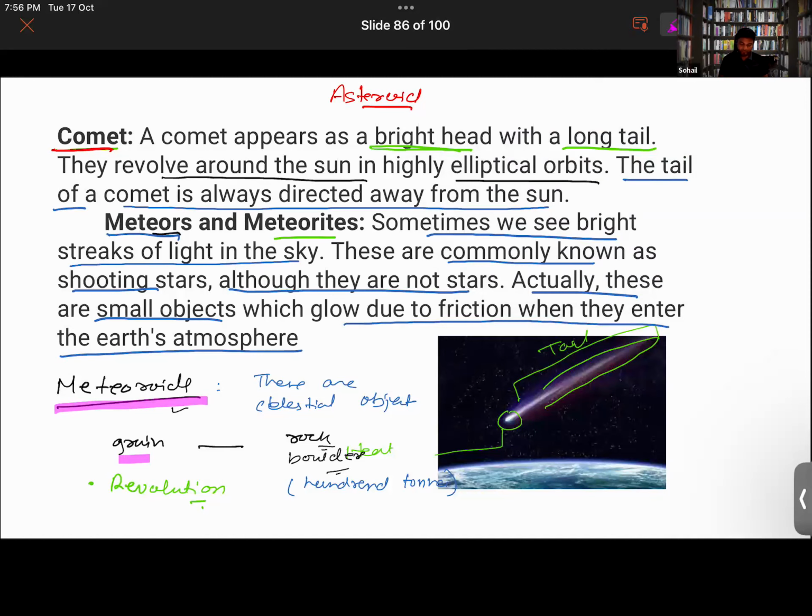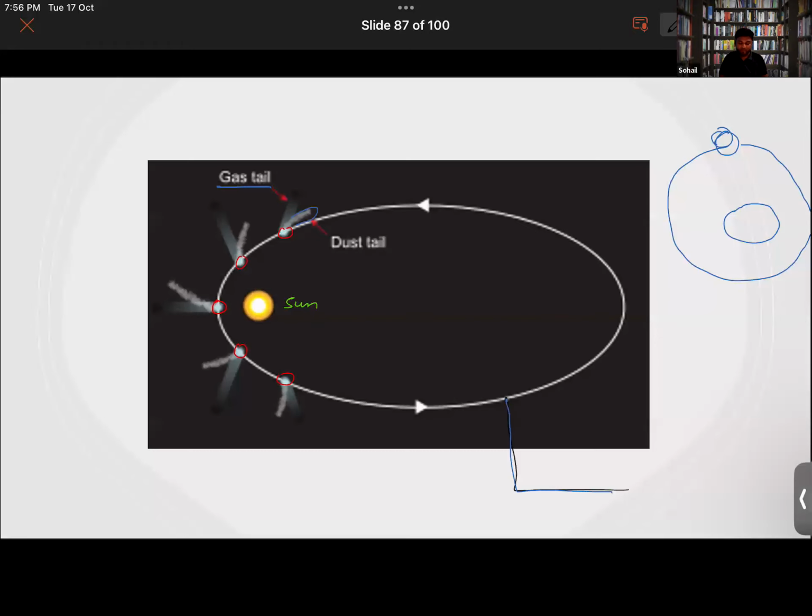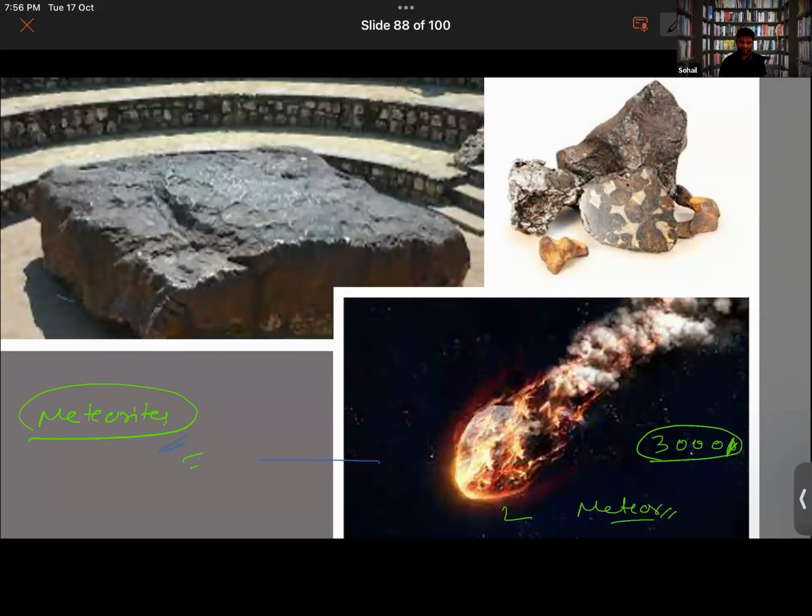Right? Okay. And I did tell you what basically happens. The meteoroids that come into the atmosphere of the Earth are called meteors. And the meteors that fall on the Earth are called meteorites. There will be very few meteorites that actually reach the surface of the Earth.